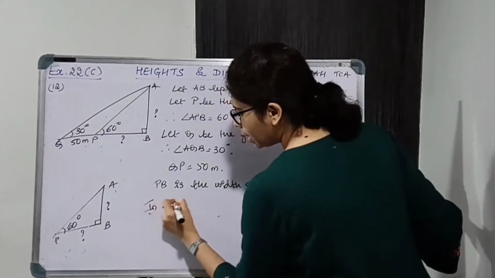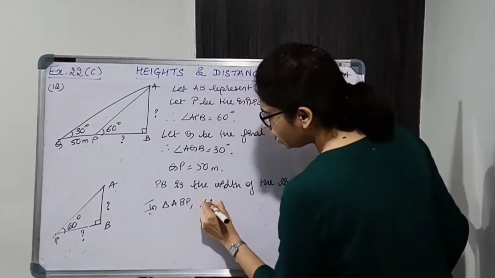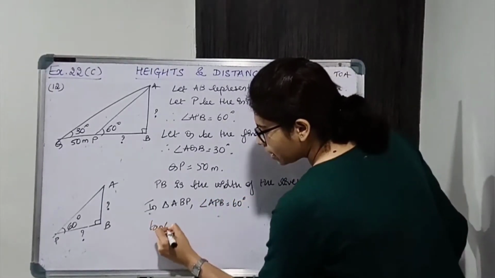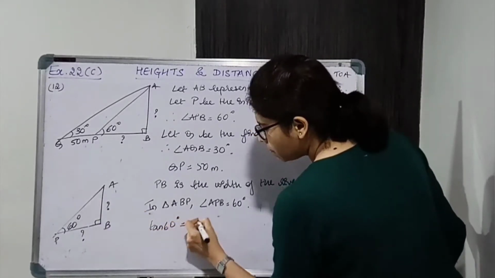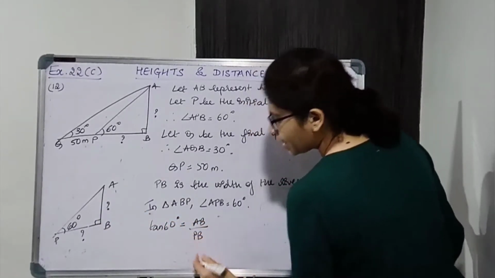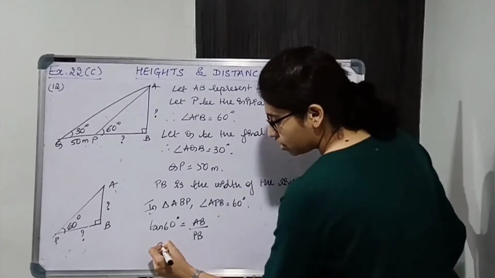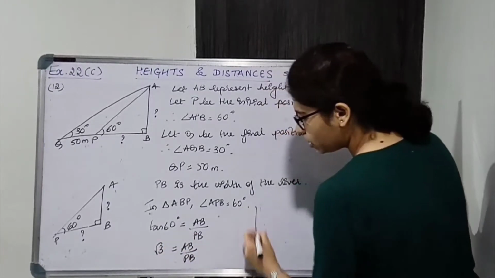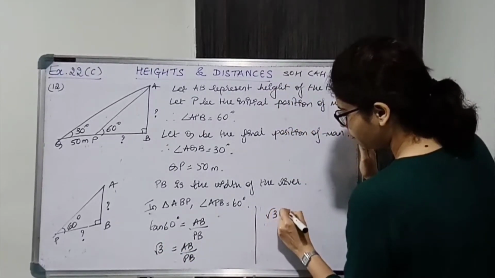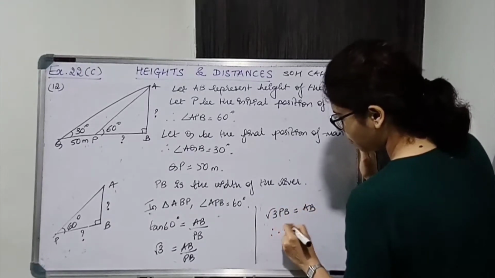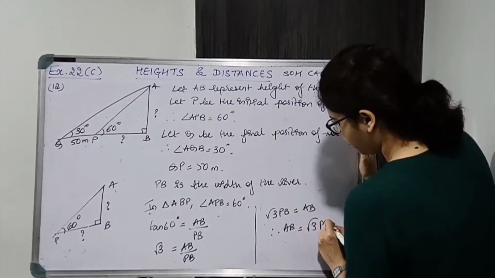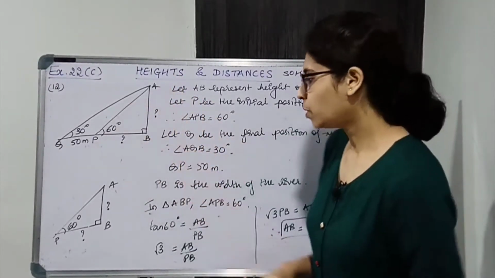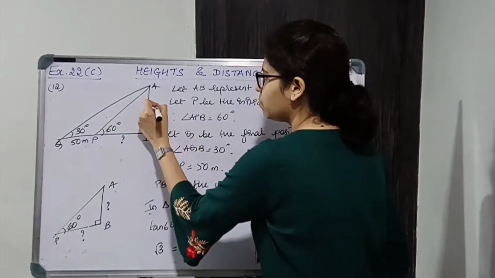So in triangle ABP, angle APB is equal to 60 degrees. Okay, we'll take tan of the angle. So it is equal to opposite, that is AB, upon adjacent, that is PB. Tan 60 is √3. Okay, which is equal to AB upon PB. Shift PB on the other side. So √3 PB is equal to AB. So I can say AB is equal to √3 PB. Okay, this is important. This we'll use in the bigger triangle, that is ABQ. Okay, so AB मिल गया, it is √3 PB.